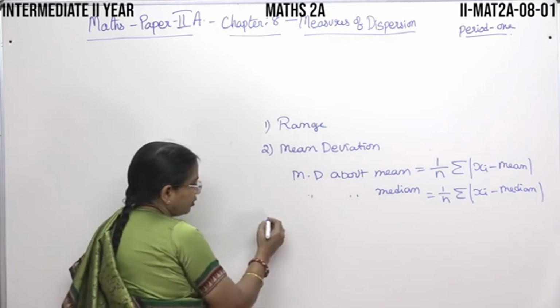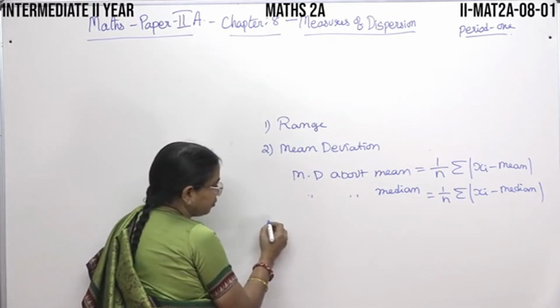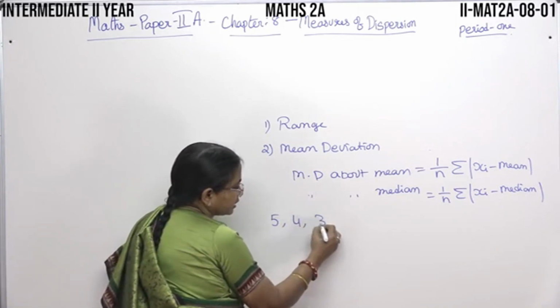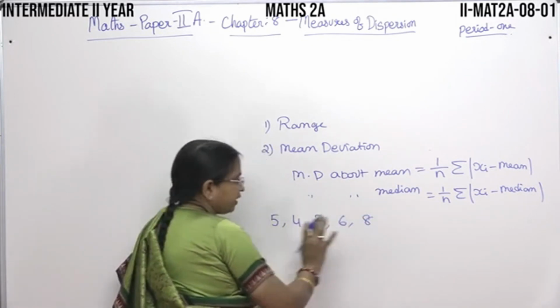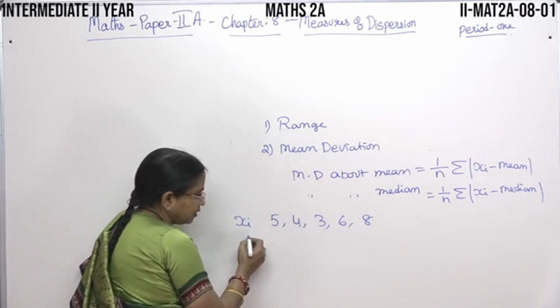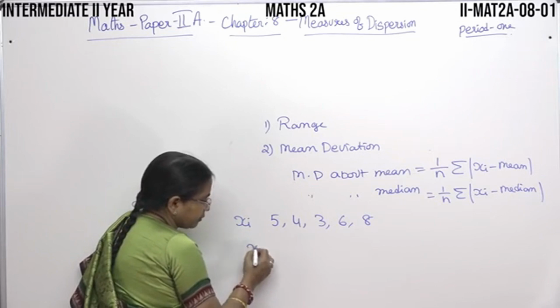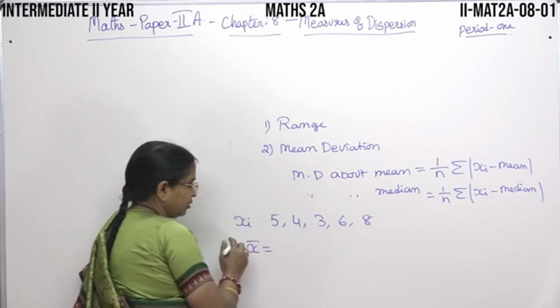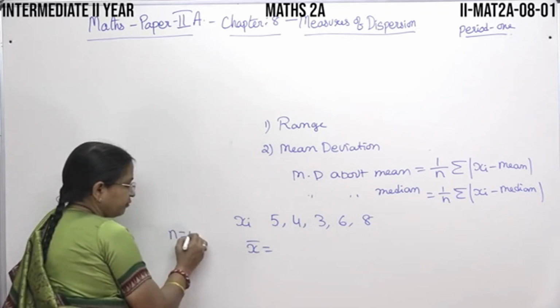So how to find this mean deviation about mean? Suppose you are given data as 5, 4, 3, 6, 8 like this, with 5 values. So these are your xi's. Then what you do? You find x bar, the mean. How many values are there? 5 values. So n is equal to 5.